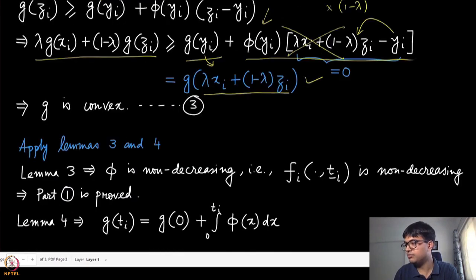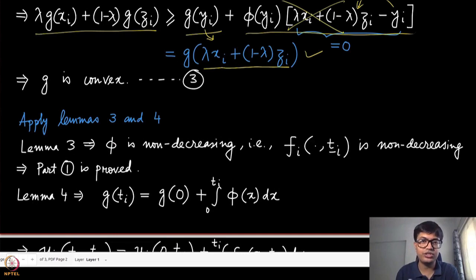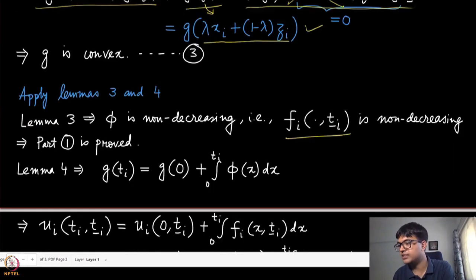So now we are going to use the properties of this convex function and its subgradient, and we can apply lemma 3. Lemma 3 said that when you have a subgradient of a convex function, then that subgradient is going to be non-decreasing. So therefore, what we have is that this function fi(ti, t_-i) is non-decreasing in ti. And that is what we wanted to prove. This is part 1 of our Myerson's result.